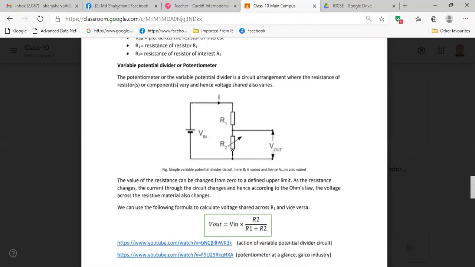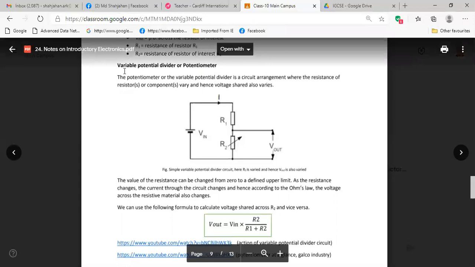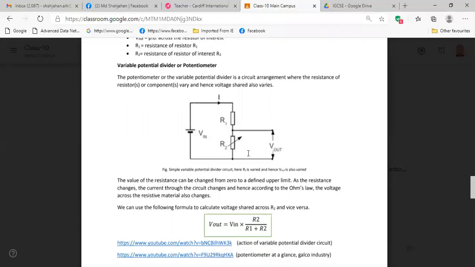Is it clear? Okay, so you draw this diagram. After writing this heading, you draw this diagram and then write this formula.